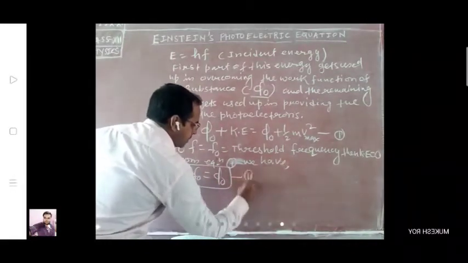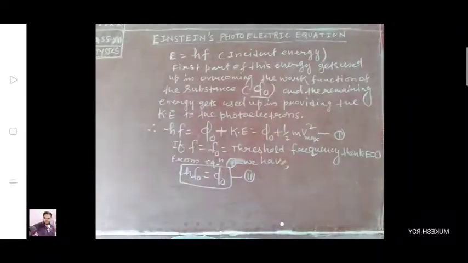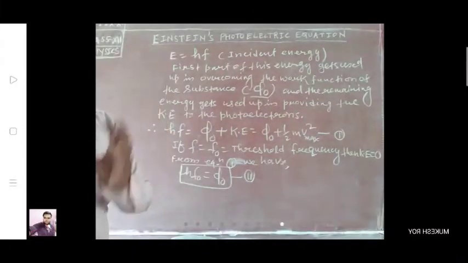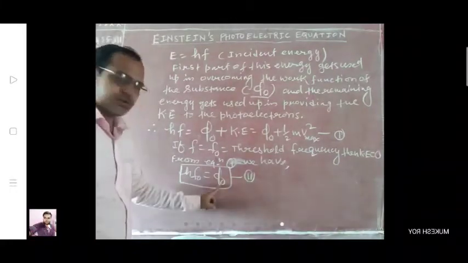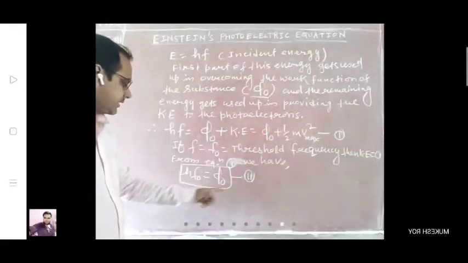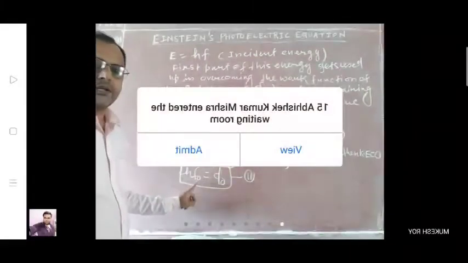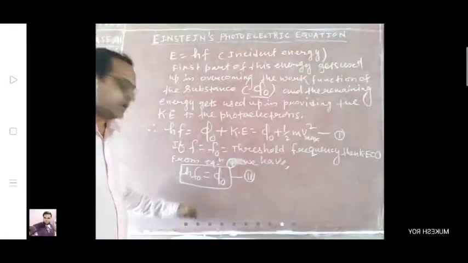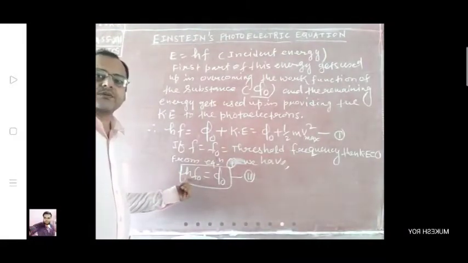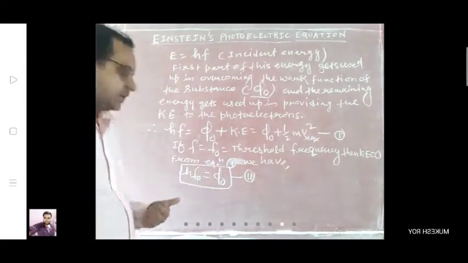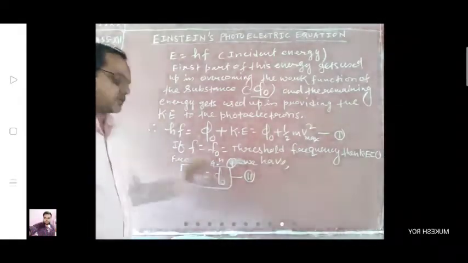This is equation number two. Let us consider this is equation number two. So we have a very simple expression for the work function. The work function of the metal surface is nothing but Planck's constant times the threshold frequency. If we have the threshold frequency, and we know Planck's constant value 6.6 × 10⁻³⁴, then we can calculate the work function.